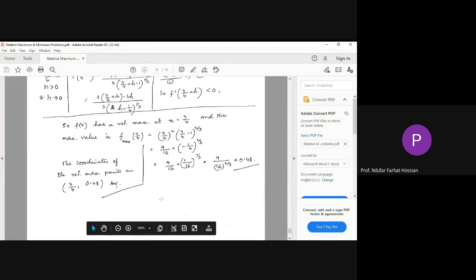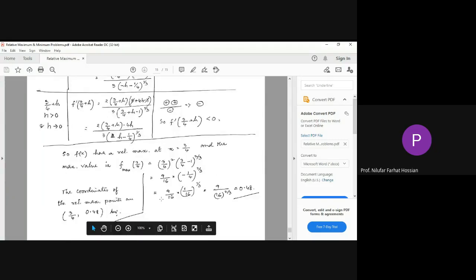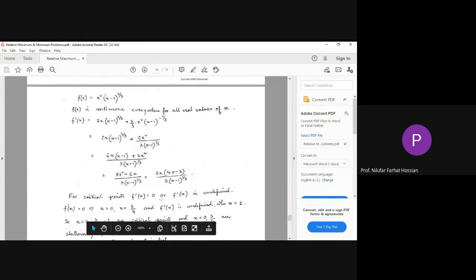I think this was the last one. This was the last one of this file. So please try to do the math, the remaining maths here.